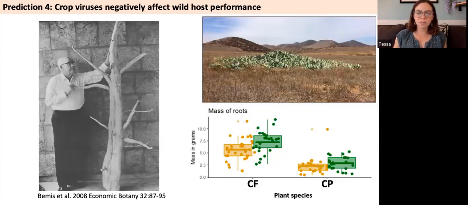Here is a picture from the 70s of a researcher with a 4-year-old Cucurbita foetidissima root. As I mentioned earlier, these plants overwinter. They rely on their roots to store water and nutrients so that they can regrow around April or May every year. However, we found that infection reduces the size, the mass of the roots, especially in Cucurbita foetidissima.